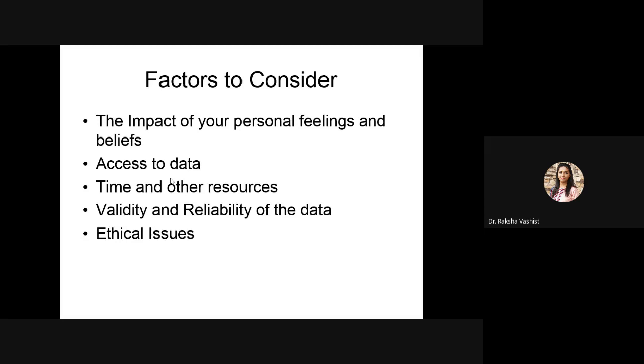Now you need to consider some factors very carefully while doing your research. You should not include your personal feelings and beliefs in the research, right? So the first one is the impact of your personal feelings and beliefs. This is the main factor which you have to consider. You should not include your personal feelings and beliefs in the research. It is called research bias. If you are tilted towards some specific solution before starting a research process, it means that you are already biased.